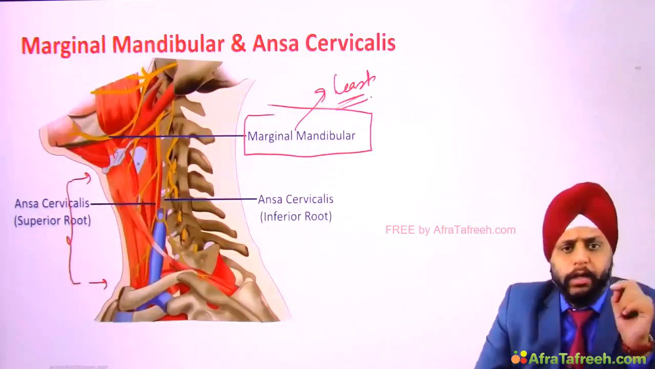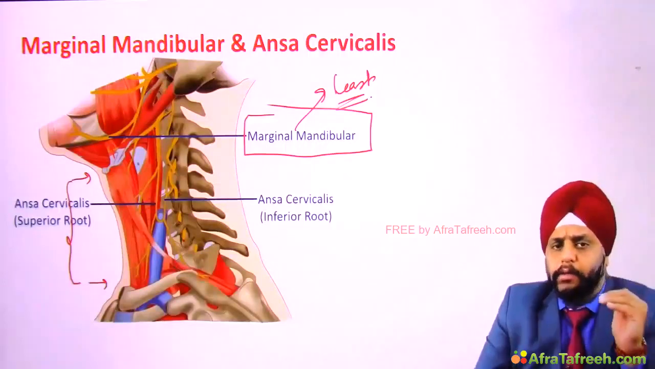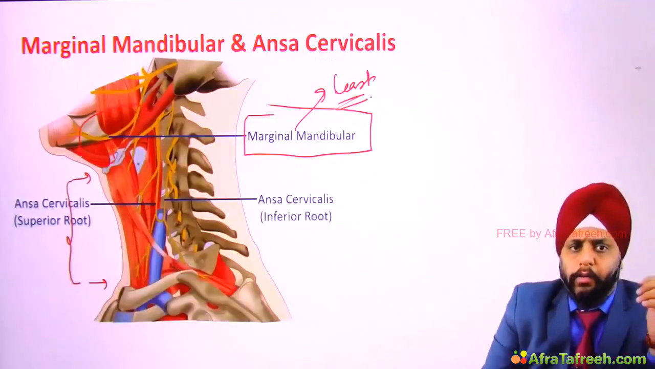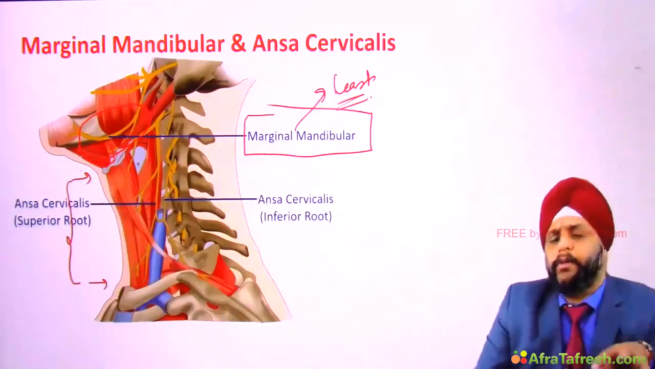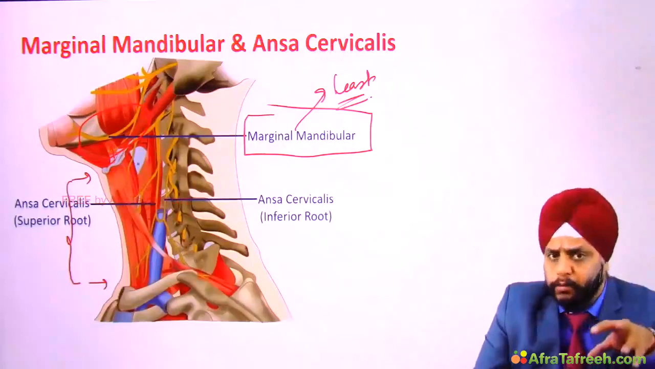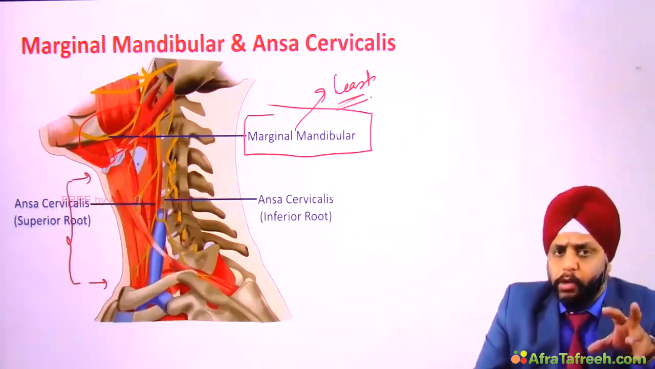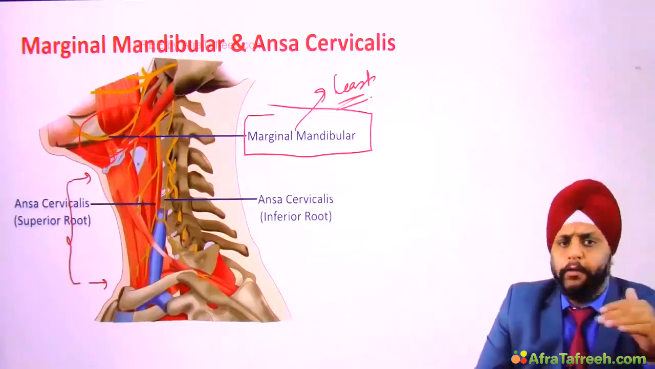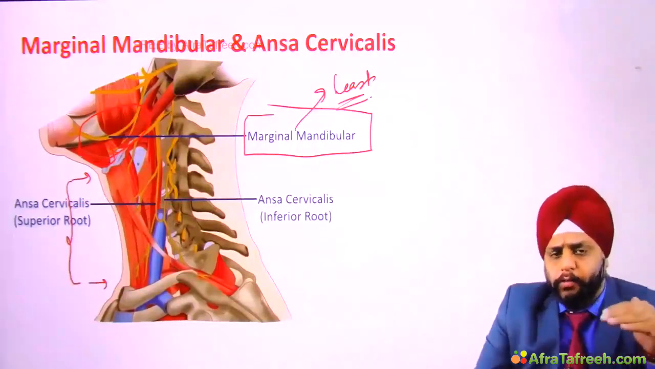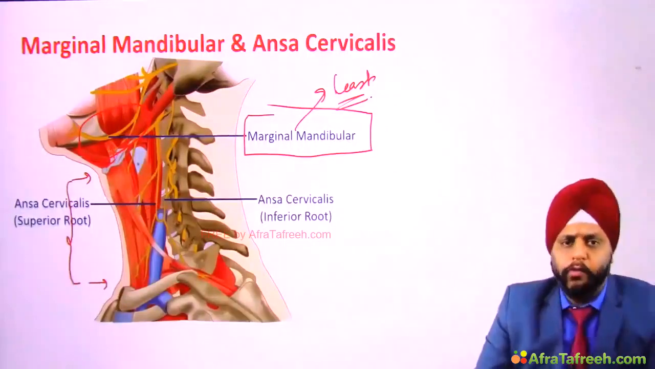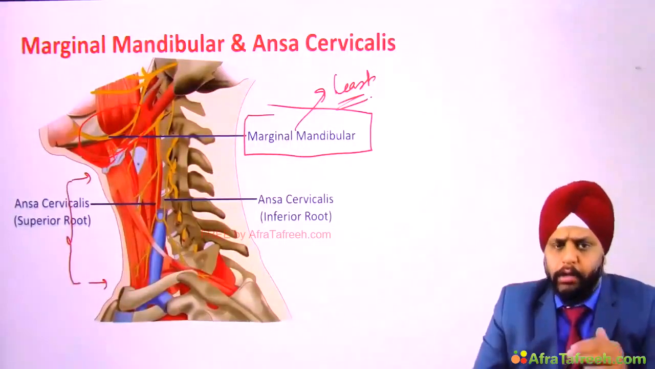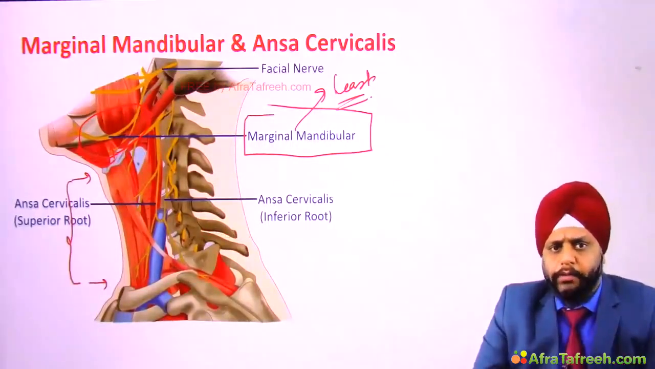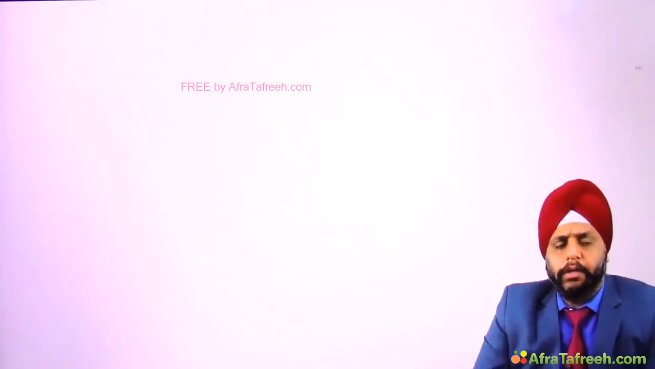However, marginal mandibular nerve is a commonly injured nerve when you do a submandibular gland surgery. Remember, the submandibular gland is over here, and above that we have the marginal mandibular nerve. So this is one of the most important nerves in submandibular gland surgery. In thyroid surgery, our extent of exposure is generally up to the hyoid bone, so this nerve is generally not encountered. So the answer is the marginal mandibular nerve.